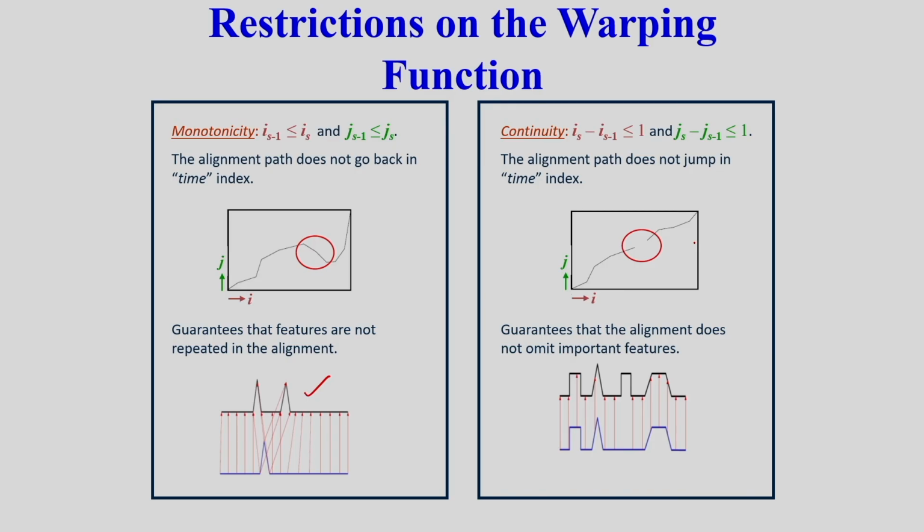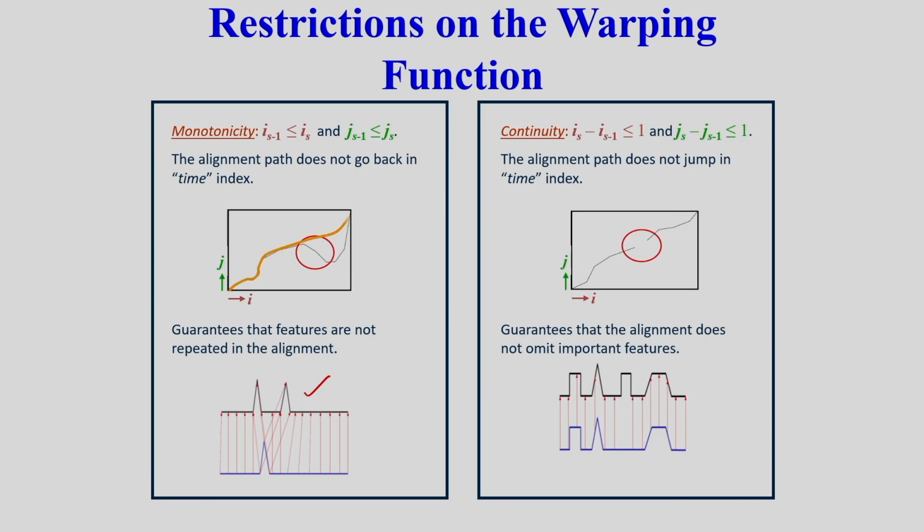So what is the importance of the continuity? It guarantees that the alignment does not omit important features. So if I consider the discontinuous alignment path, then that means I may miss some important features. So that is why the continuity condition is important. So these two conditions, one is the monotonic condition, another one is the continuity condition. These are very important. So next slide you can see I am showing the monotonic condition.